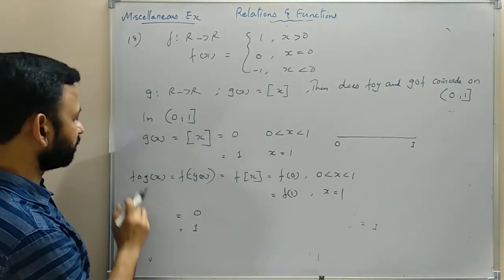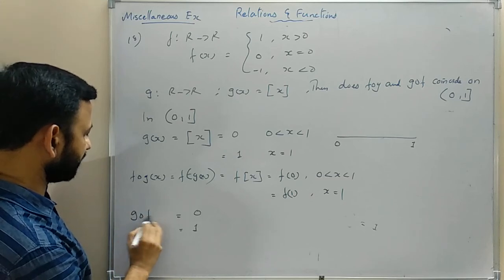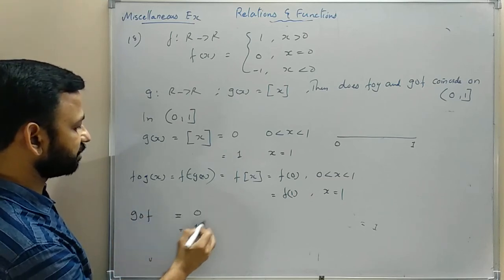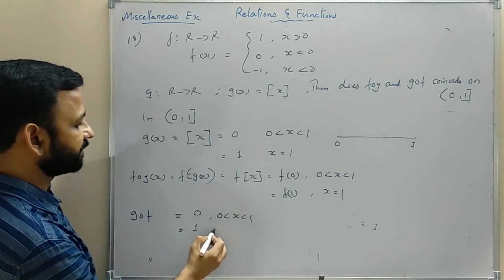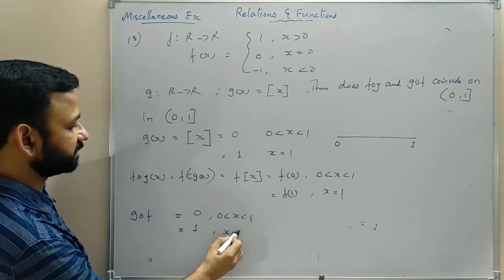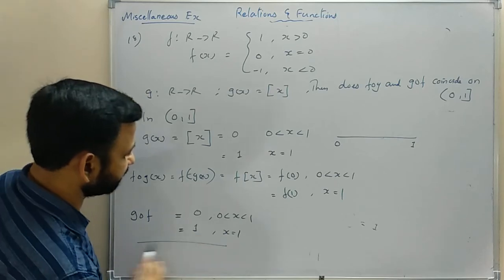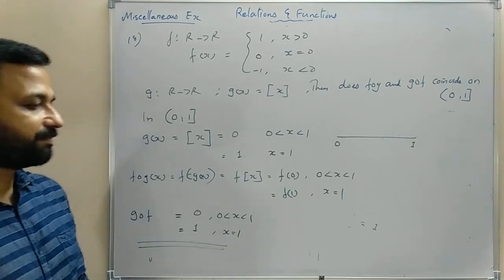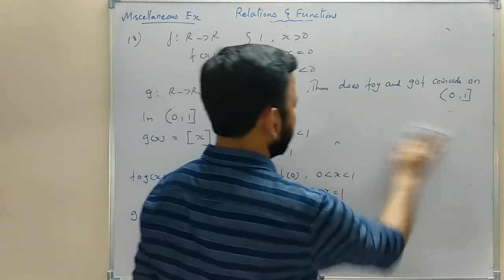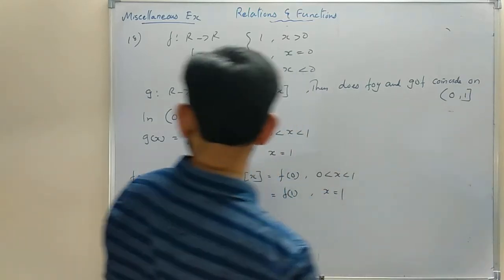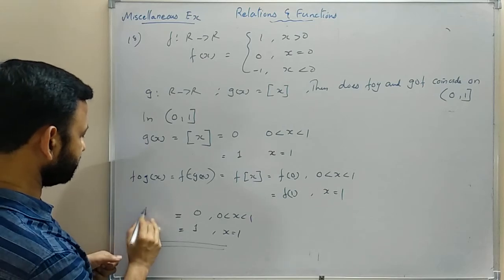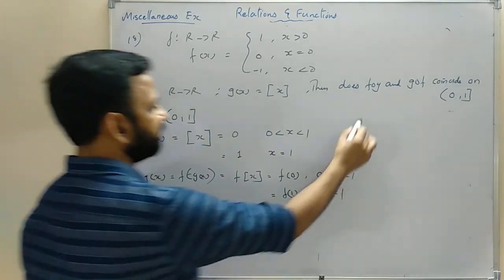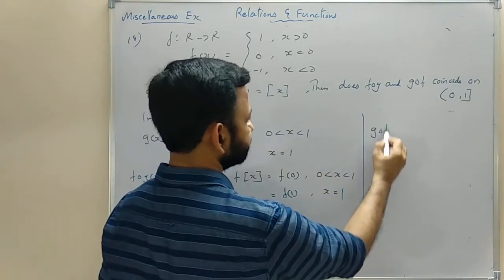So here, f composition g is equal to 0 or 1, that is 0 when 0 is less than x less than 1 and 1 when x is equal to 1. Sorry, this is f composition g. Similarly we can find g composition f.